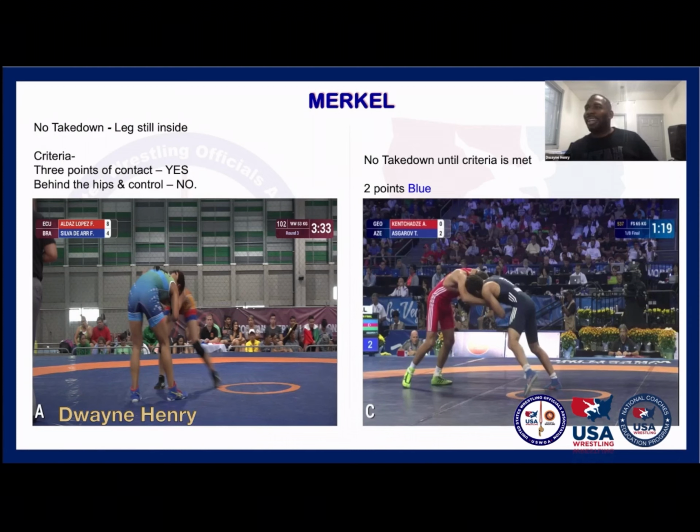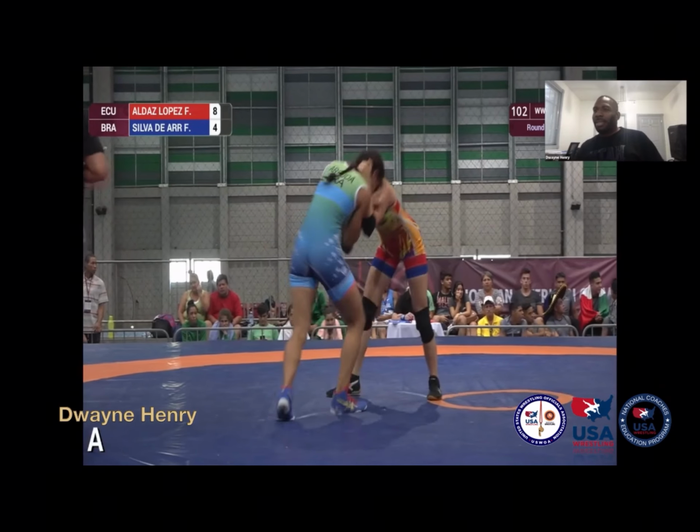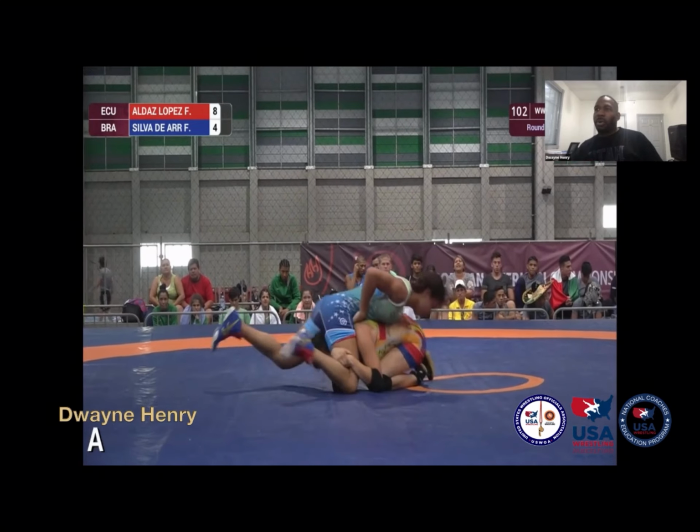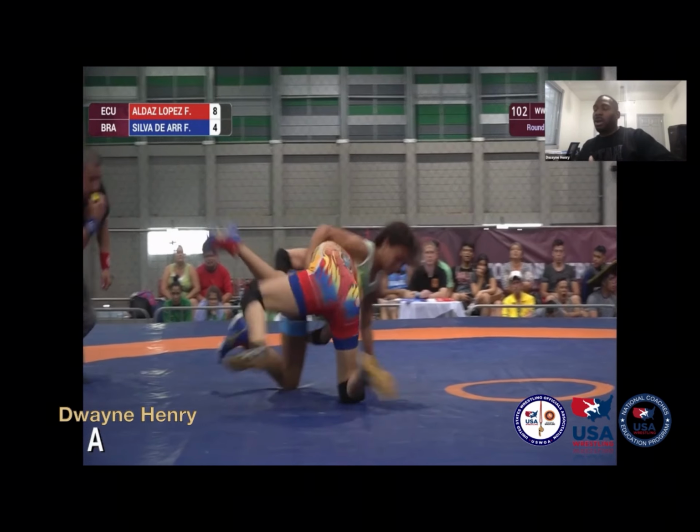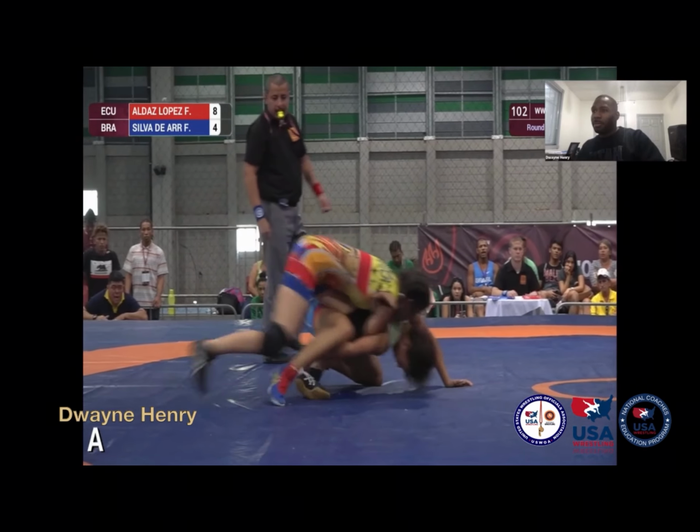We're going to go through a couple slides that'll have a couple different scenarios through your Merkle, through your quad pod positions, and we'll talk about those a little bit. The first couple are going to go over our Merkle position. You're going to see the situation where a takedown is going to be scored, and where a takedown or points are going to be scored out of these positions.